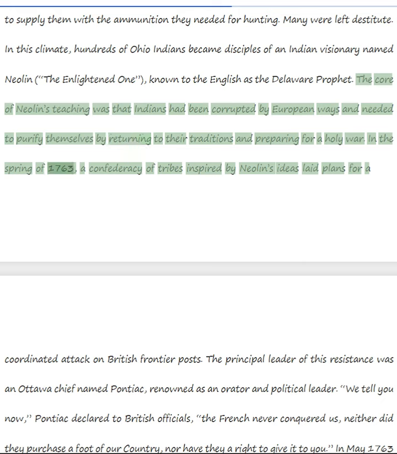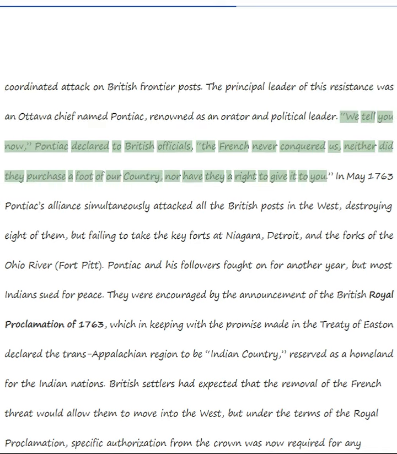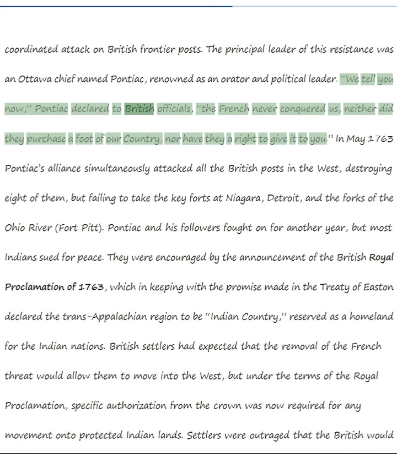In the spring of 1763, a confederacy of tribes inspired by Neolin's ideas laid plans for a coordinated attack on British frontier posts. The principal leader of this resistance was an Ottawa chief named Pontiac, renowned as an orator and political leader. "We tell you now," Pontiac declared to British officials, "the French never conquered us, neither did they purchase a foot of our country, nor have they a right to give it to you."